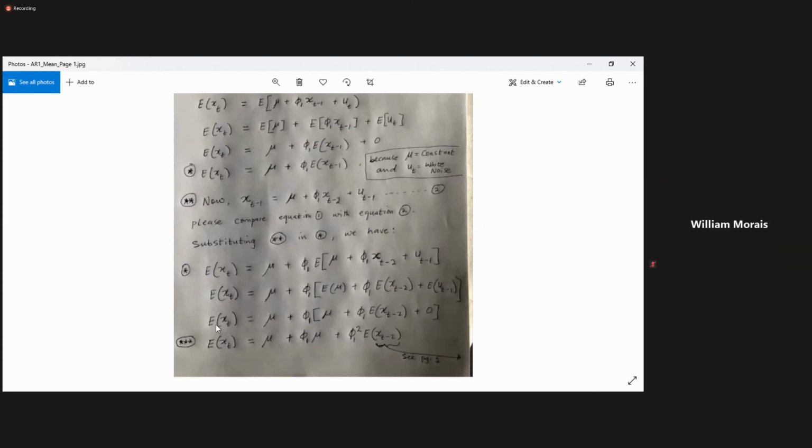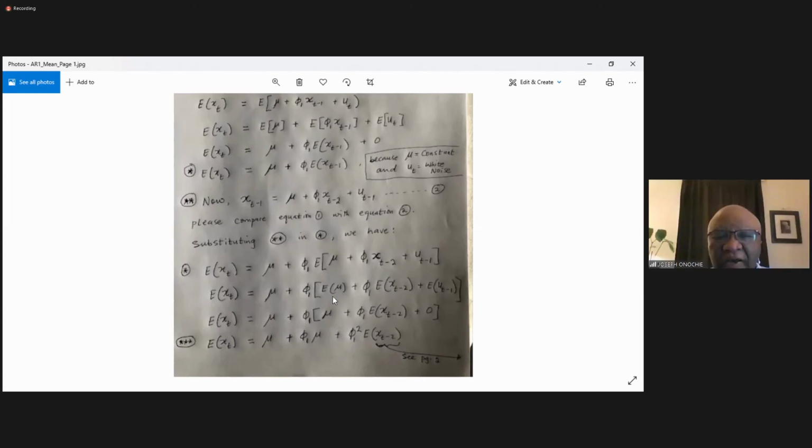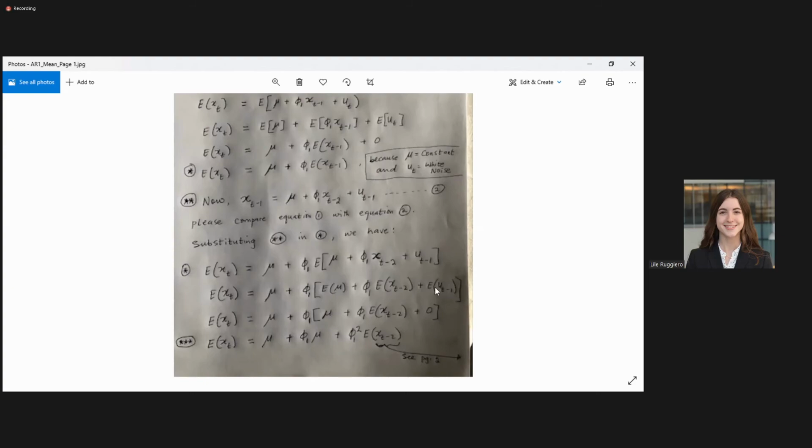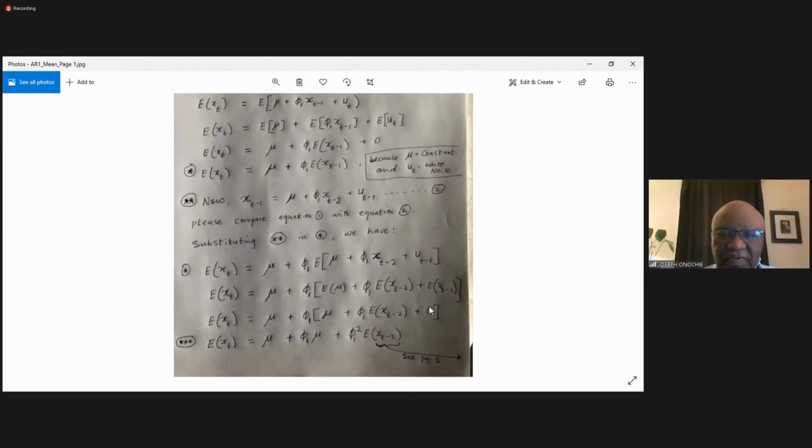Yes. Okay. And then on this next line, you told me that the average of a constant is the constant, right? 7, 7, 7, 7, 7, 7. Average of that is 7. And the average of a constant times a variable is the constant times the average of the variable. So this is phi1 times this one, the same. And we know that this is a white noise process. Yes, everybody? What is the expected value of the white noise? 0. Thank you. Move on.